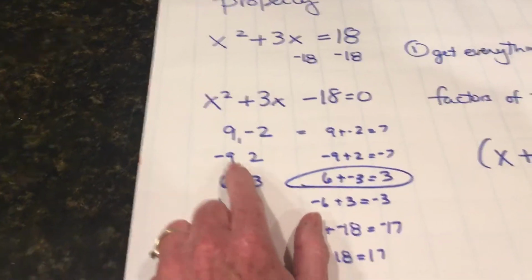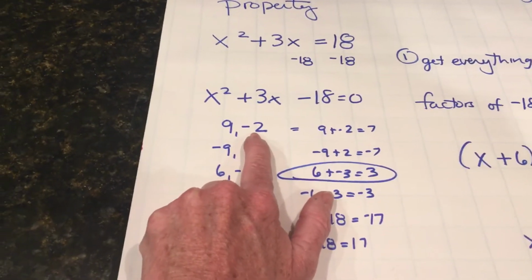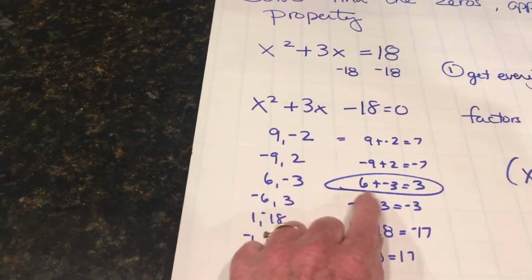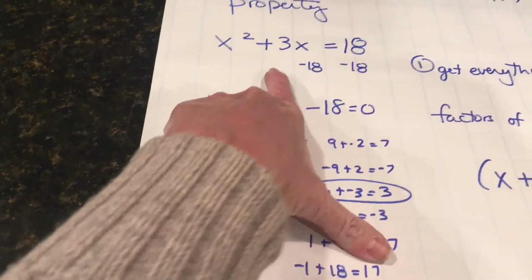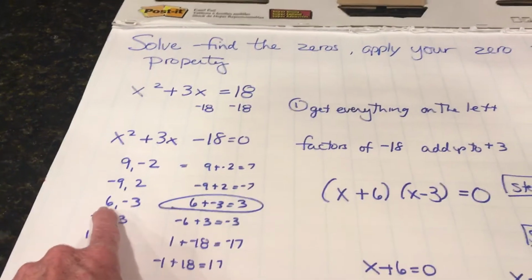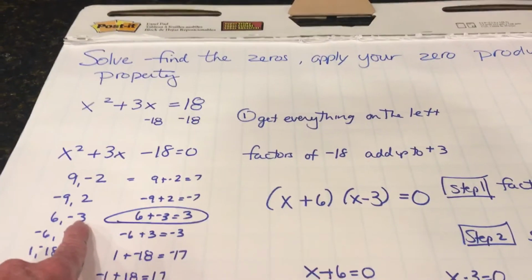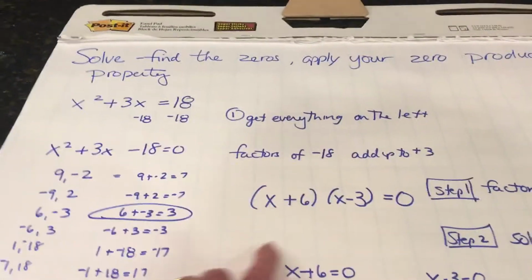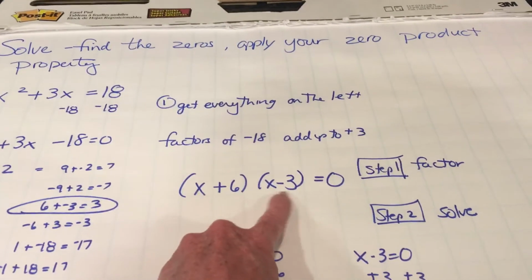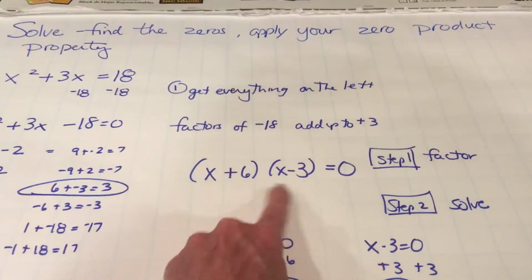Okay, when we add across, that gives me 7. That gives me negative 7. Those two factors added together give me 3. We're looking for them to give you 3. So our factors are x plus 6 because it's a positive 6 and x minus 3 because that's a negative 3. We're going to check it to make sure we're right.